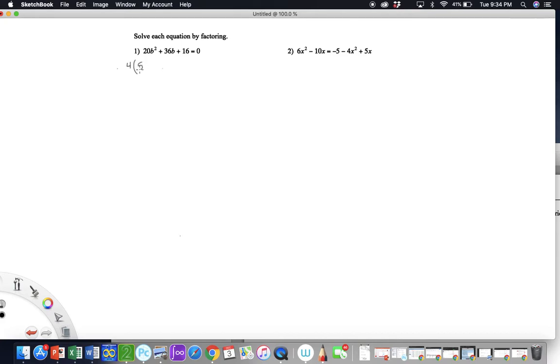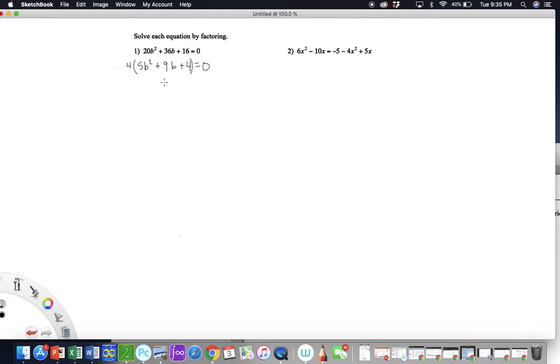And so we divide each of the coefficients by 4. 20 divided by 4 is 5. Then 36 divided by 4 is 9. And then 16 divided by 4 is 4. All I've done is divide all of the coefficients by 4. You'll notice that it's on the outside. If I were to distribute this 4 back out, I would still end up with the same thing.